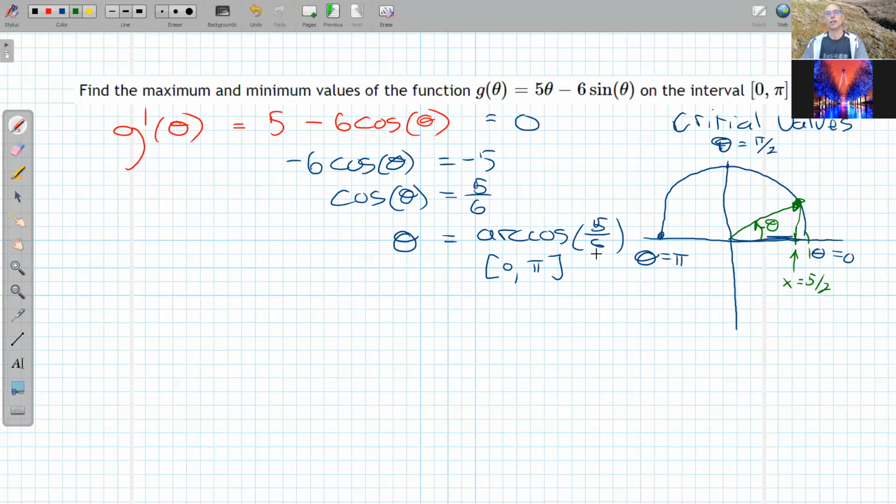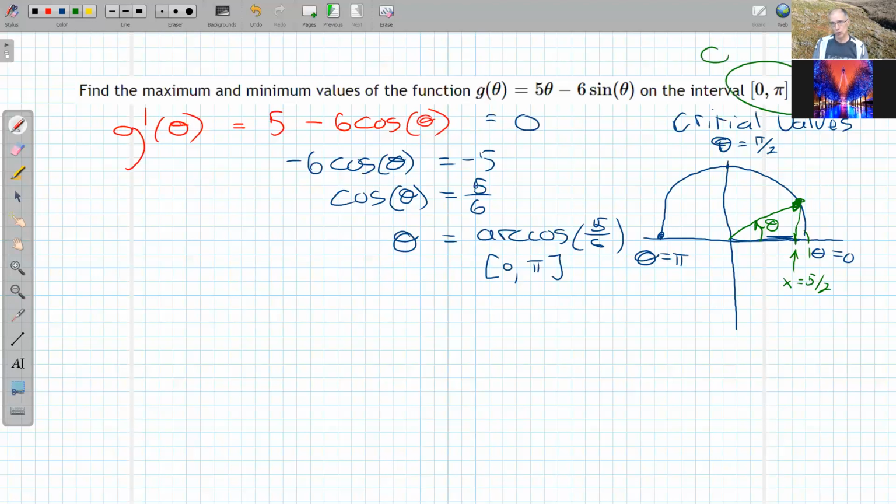Oh, right, duh. Okay, so here's the deal. On this interval, there's only one critical value. The other zero is not inside the interval from 0 to pi. It's down here, either after pi, so greater than pi, or less than 0. So that's the only critical value I have.